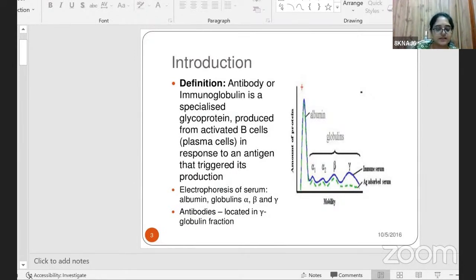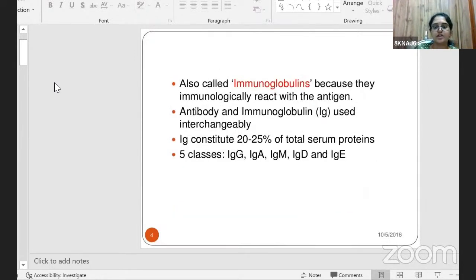Now you have different classes of antibodies altogether, and they are distinguished by their amino acid sequences. See, all the antibodies are proteinaceous in nature. Proteins again are made up of amino acids, because of which the differences in the different kinds of antibodies is because of the amino acids. So let us just have a look at it. The antibodies are also called immunoglobulins because they immunologically react with the antigen. Antibody and immunoglobulin terms are used interchangeably, and around 20 to 25% of the total serum proteins is made up of immunoglobulins.